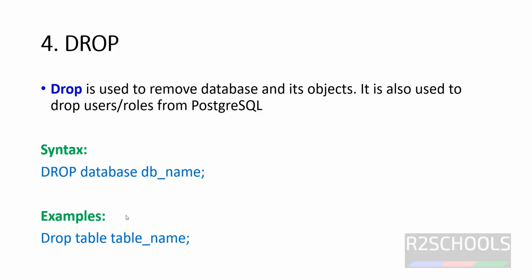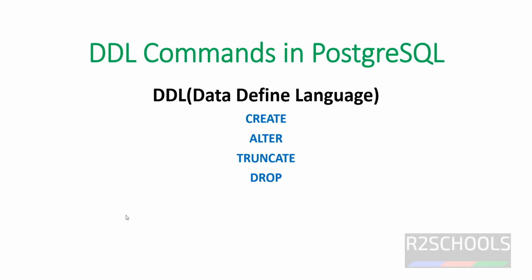Next, drop. Drop is used to remove a database or its objects. Also it is used to drop users or roles from the PostgreSQL server. The syntax is drop database and the database name. Then examples: drop table and the table name. So these four are the DDL commands.